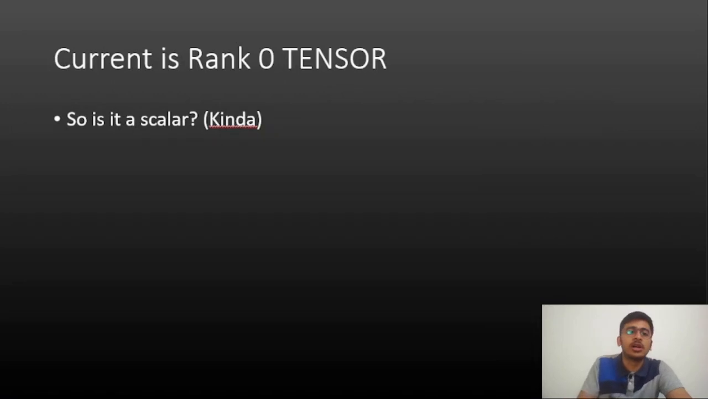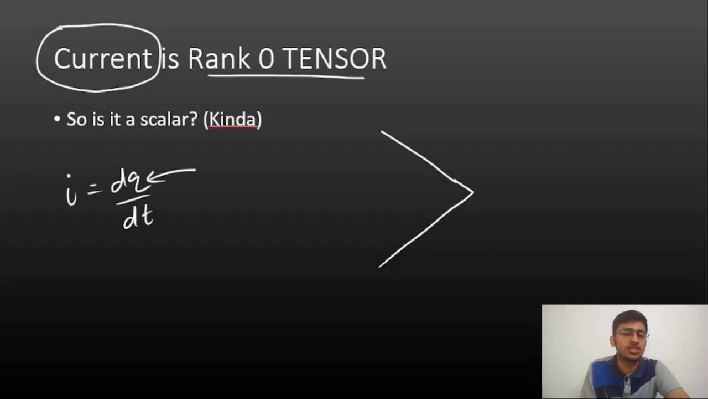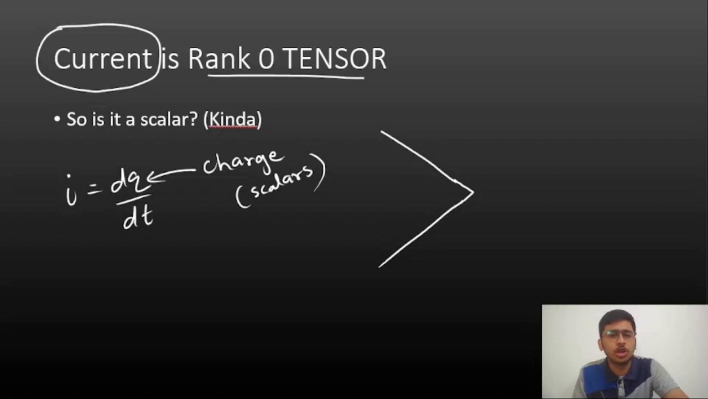So there is a lot of confusion about what current actually is. Current is a rank 0 tensor. So is it kind of a scalar? Yes. Its actual definition is I equals dq by dt. And what is q? Q is charge. What is charge? Well, charges are scalars. And what is time? Time is also a scalar. Correct. So is current a scalar?